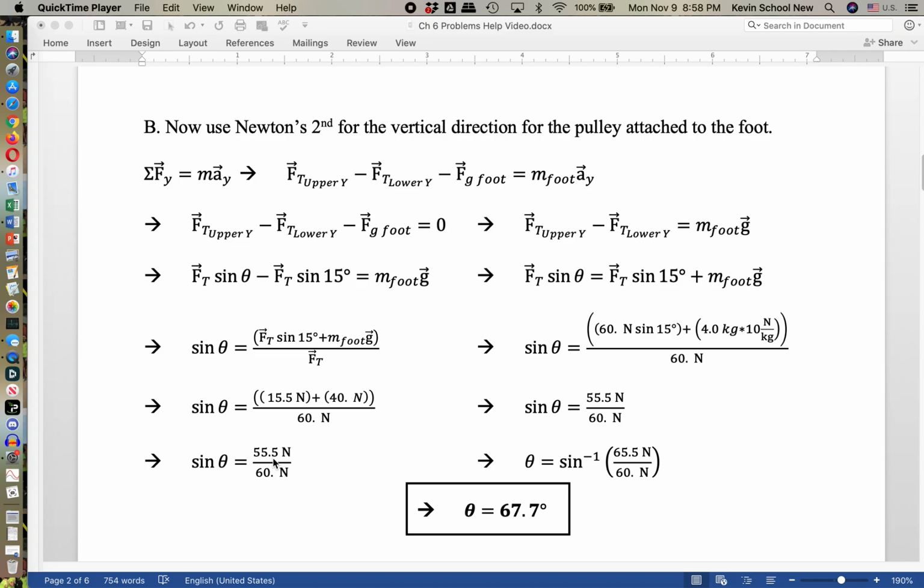I had messed up. And so after checking things closer, I noticed that it should have been 40 newtons, not 60 here. And even 60 newtons times sine 15 shouldn't have given me 65. So I was just really tired and messed up pretty badly there. But I've fixed it since. So here you can see I have not fixed that on this part. I still have it as 65.5 when it should be 55.5 divided by 60. So if you do the inverse sine of that, you should get an angle around 67.7 degrees. And so that's our answer for that part.